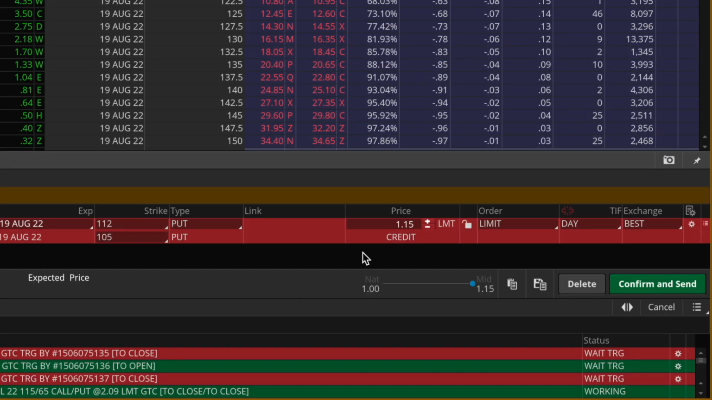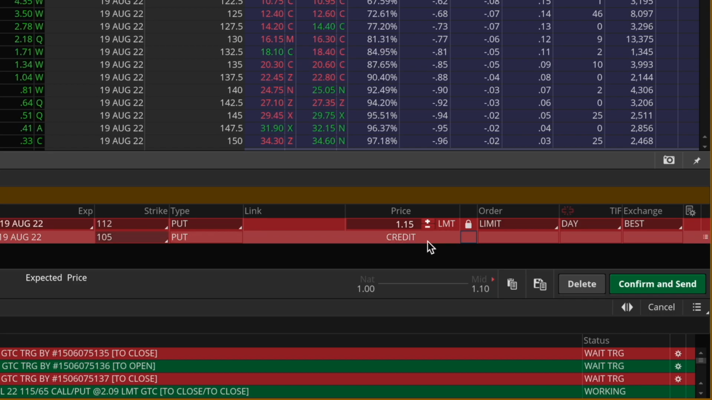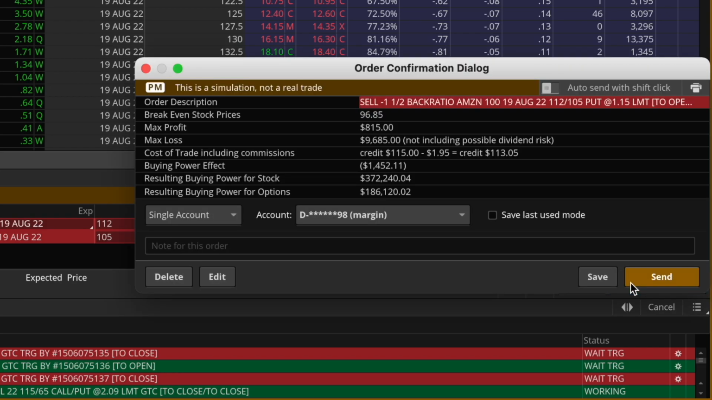And so everything looks good here on this order. So I'll go ahead and lock in this price, which as you can see here, the credit is dropping a little bit because Amazon is moving higher currently, but that's fine. Still collecting a nice credit here. So we'll go to confirm and send. And then also real quick, take note of the buying power effect for this trade. Right now, it's about $1,400, which is pretty hefty, mostly because Amazon is a somewhat expensive stock.